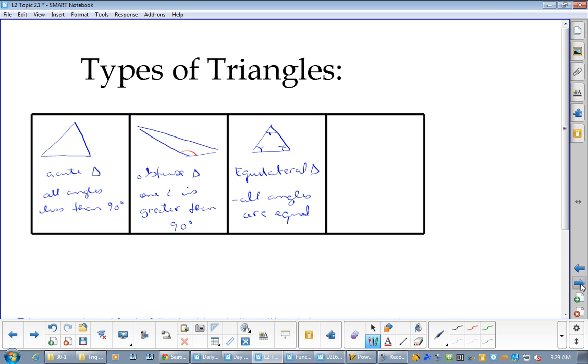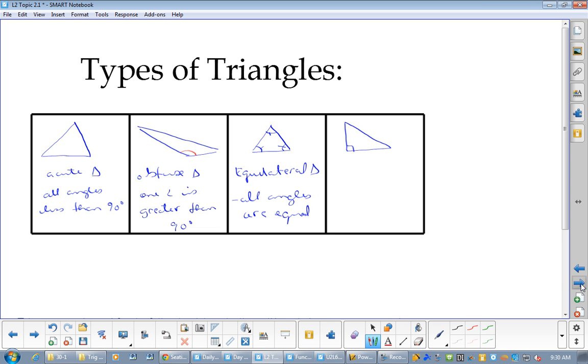Okay, and there's only one more triangle that we haven't talked about. Yeah, but isosceles would actually be an acute. Yeah, we haven't talked about scalene or isosceles. That's the other two, right? Scalene is with all different.